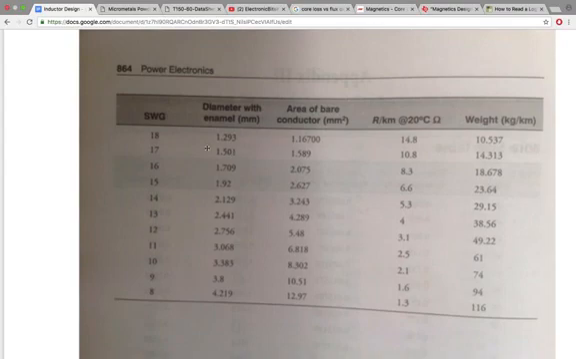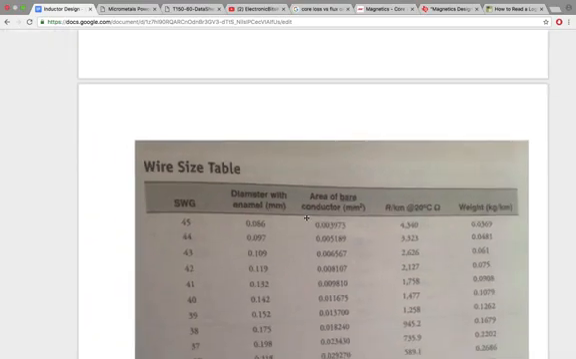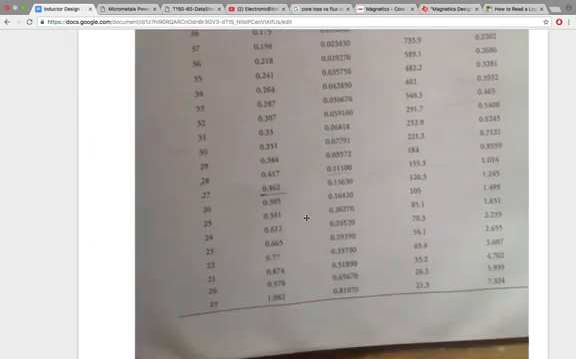This is the wire selection table, where standard wire gauge is being used here. So we have here the bare conductor area, then diameter with enamel, the coating diameter, and also weight per kilogram. All those things are being mentioned, which we'll be using while we design the inductor.